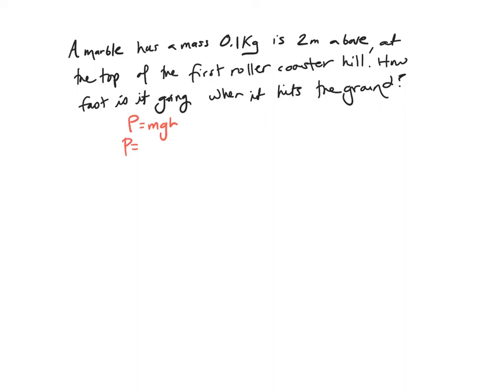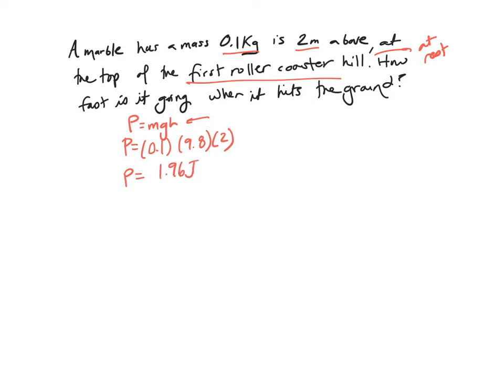Okay, we have a marble that has a mass of 0.1 kilograms, 2 meters above the ground, at the top of the first roller coaster hill. And I should say this, it's at rest. I think you'd probably assume that. So the mass is 0.1. We're going to use potential energy to find out how much energy it starts with. Gravity is 9.8. The height is 2 meters. So our potential energy at the top here is 1.96 joules.